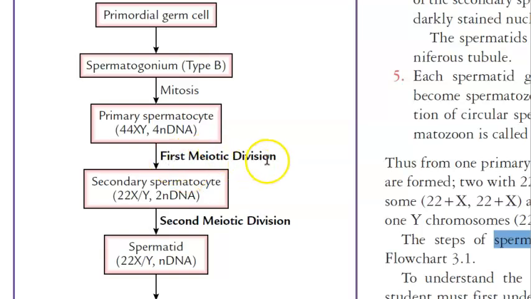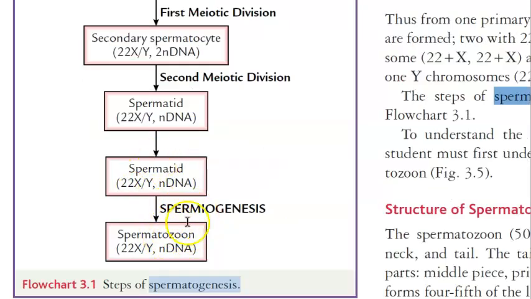Then after the first meiotic division, you will get the secondary spermatocyte. Then the second meiotic division will give you the spermatid. The spermatid will become spermatozoa. They call this spermiogenesis. The entire thing is spermatogenesis; only this maturation from spermatid to spermatozoan is called spermiogenesis. One question in embryology done.